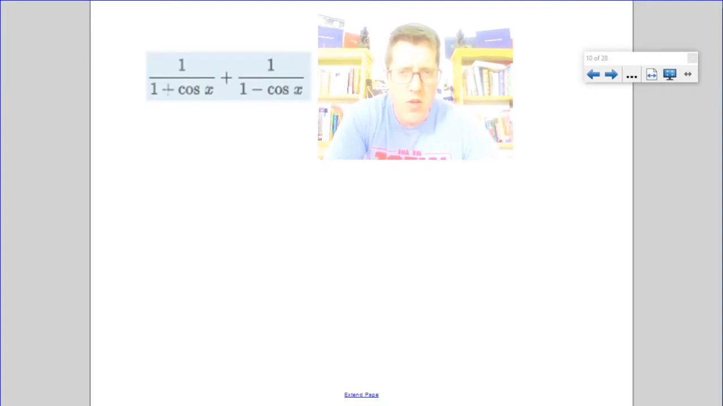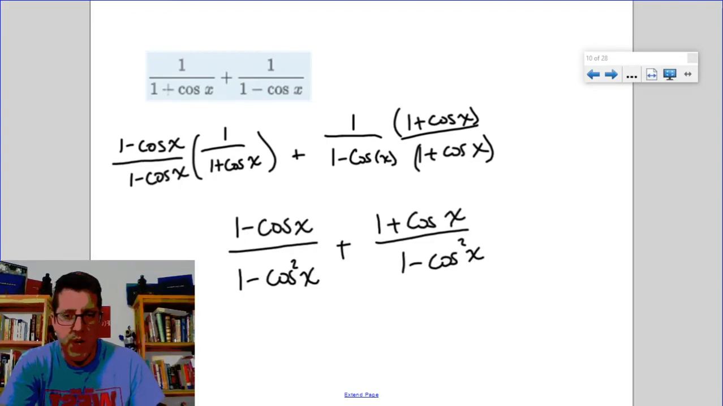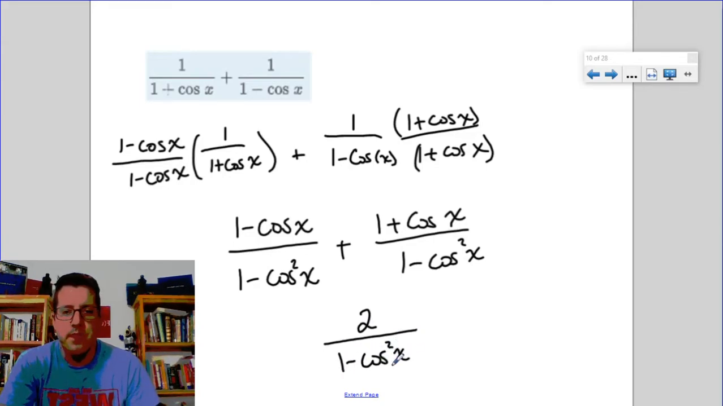One thing that we all might also think of is the fact that these kind of look like conjugates. So maybe there's a whole difference of squares thing going on here. Okay, so I'm going to multiply each by their conjugate in the numerator and the denominator like this. And when I distribute through, I'm going to get this. Now notice I have the same denominator, and my cosines are going to cancel out. So my numerator is going to be 2, and my denominator is going to be 1 minus the cosine squared of x.